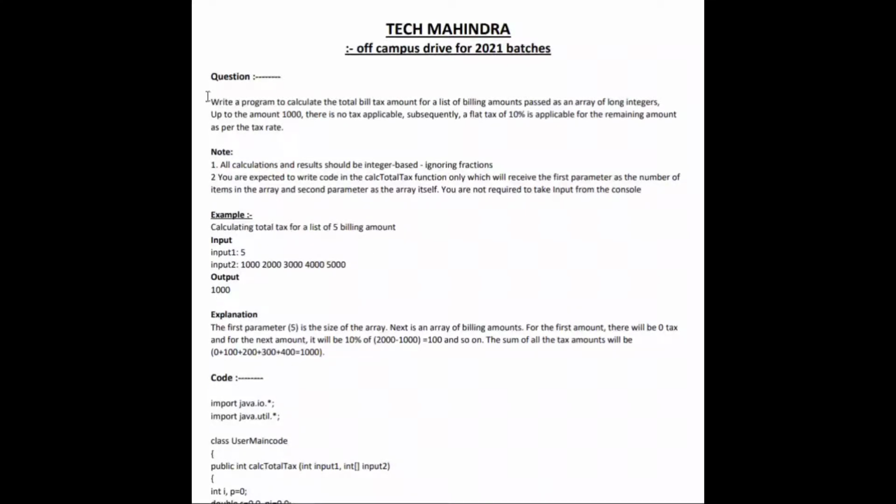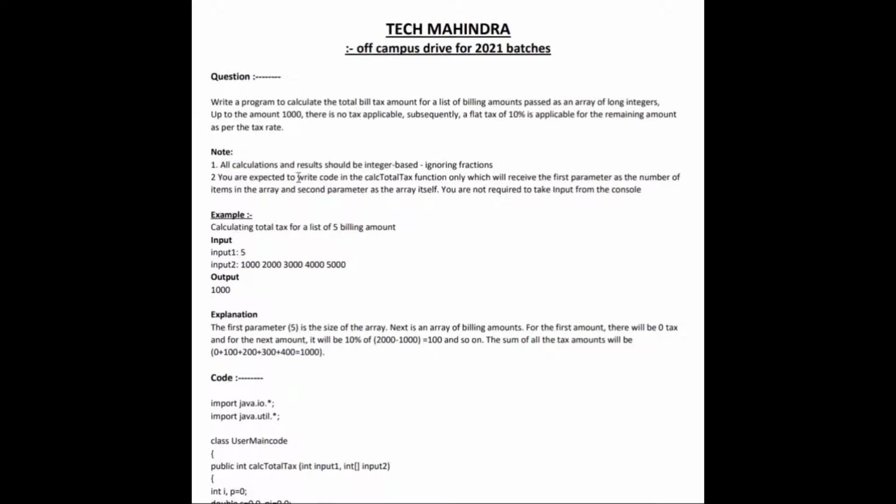So the question here states, write a program to calculate the total bill tax amount for a list of billing amounts passed as an array of long integers. Up to the amount of 1000, there is no tax applicable. Subsequently, a flat tax of 10% is applicable for the remaining amount as per the tax rate. So for the amount less than or equal to 1000, there is no tax. But if it's more than 1000, then the amount which is more than 1000 will be applicable for tax, and the tax would be 10%.